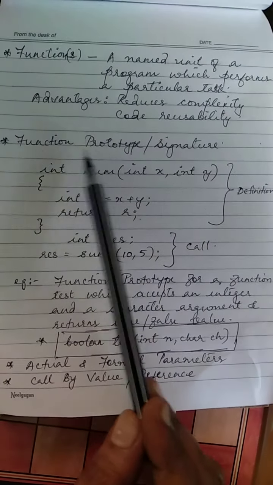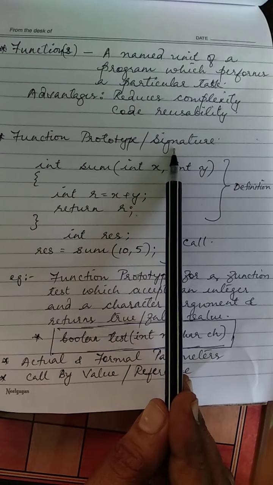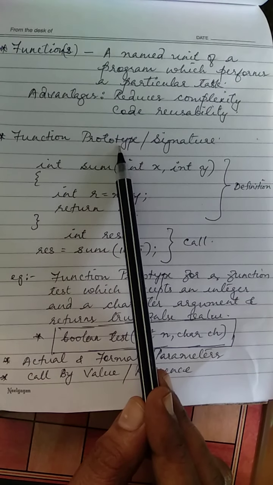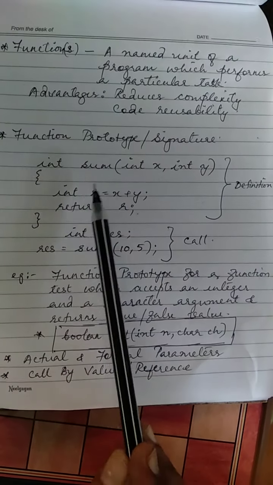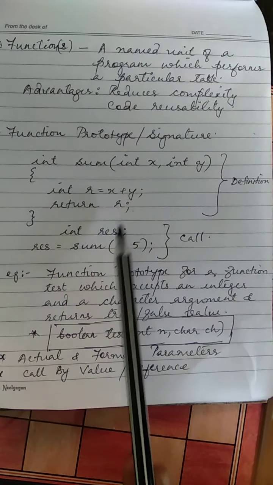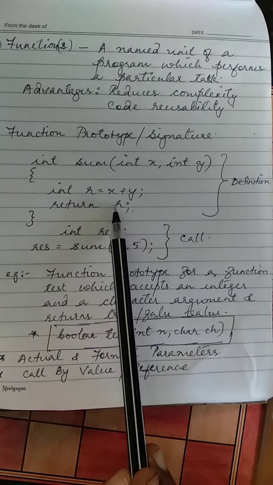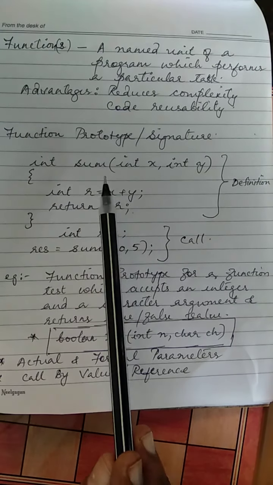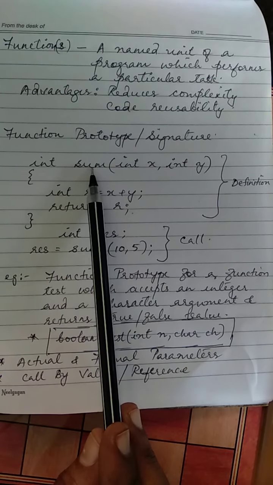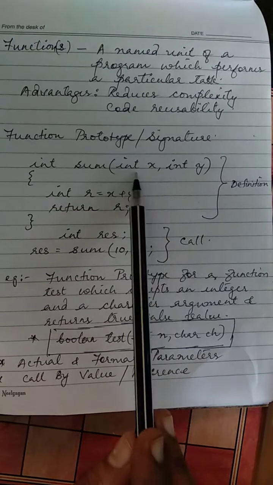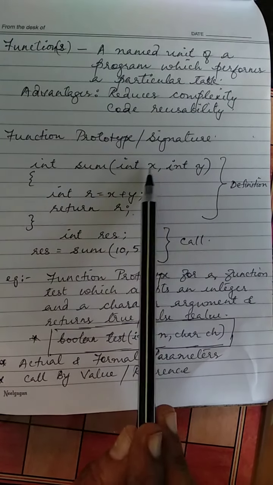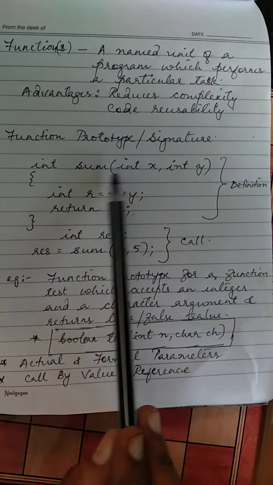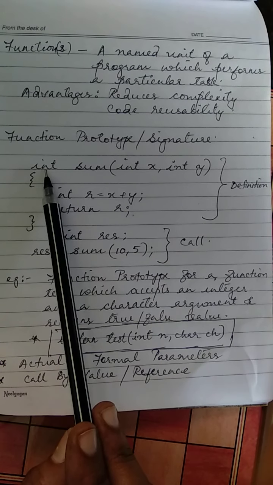Now the another important question is function prototype and function signature. What is a function prototype and what is a function signature? This question can come. See, now here I have written one example for a function. This is a function definition. Here you can see this is a function name. Two parameters or two arguments are there. First one is x and the second one is y. Both are belonging to integer data type, and this function returns an integer value.